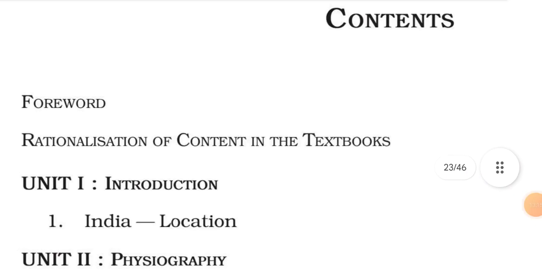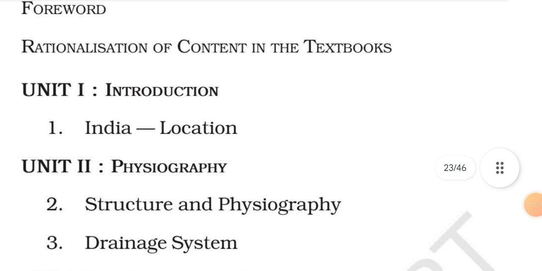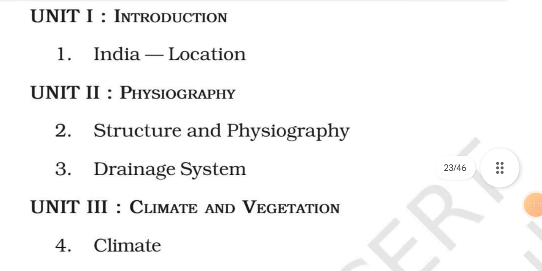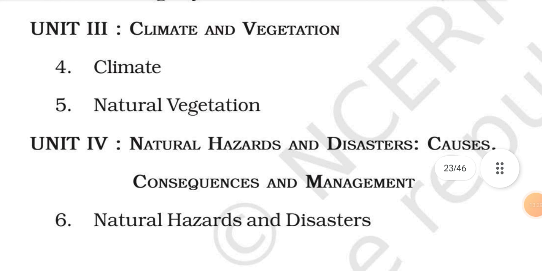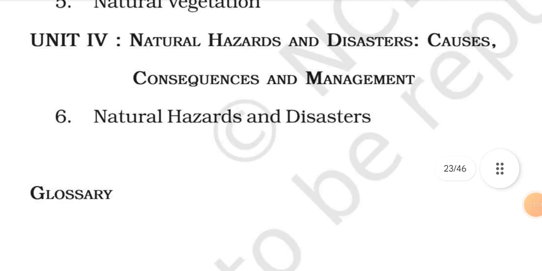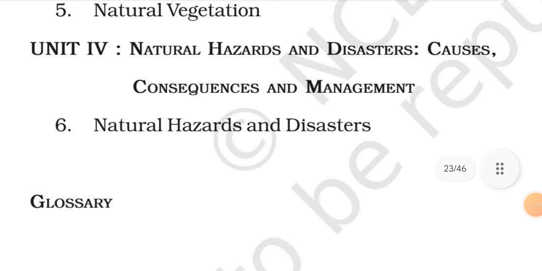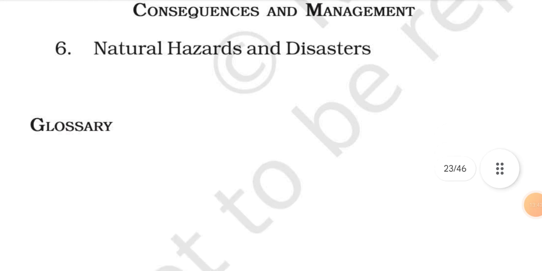Contents. Foreword. Rationalization of content in the textbook. Unit 1, Introduction. 1, India: Location. Unit 2, Physiography. 2, Structure and Physiography. 3, Drainage System. Unit 3, Climate and Vegetation. 4, Climate. 5, Natural Vegetation. Unit 4, Natural Hazards and Disasters: Causes, Consequences and Management. 6, Natural Hazards and Disasters.